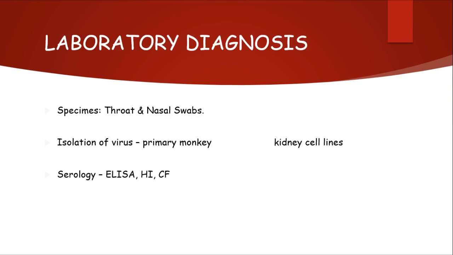So let's learn about the lab diagnosis of parainfluenza virus. Since it causes respiratory tract infection, the best samples for lab diagnosis are throat and nasal swabs. We can go for isolation of the virus from these samples, where we directly introduce the throat and nasal swabs into primary kidney cell lines. Primary kidney cell lines are used, and cytopathic changes will not be readily apparent because they won't show much visible cytopathic effects.